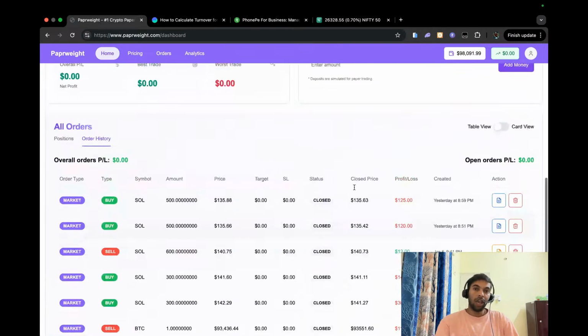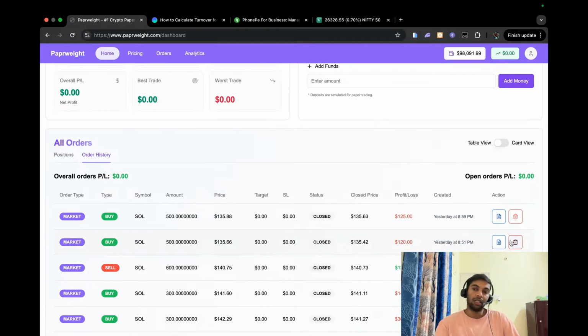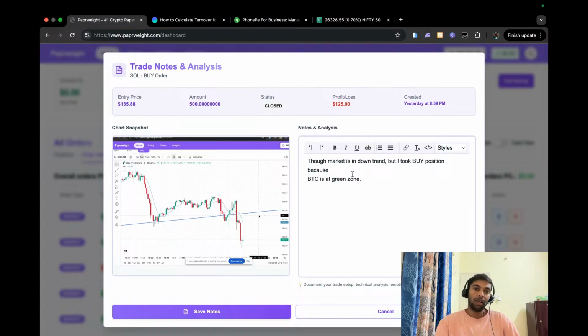This is my order history. If you want to see what made you punch the trade, you can come back and retrospect the trade. This is the notes icon. If it is blue, that means a screenshot is captured. If I open it, it gives a nice screenshot of the entire price action from when you took the trade. The second thing you can do is write down your notes. The notes are a pointer to what went on in your mind, what made you punch that trade, right? So this is basically a trading diary.